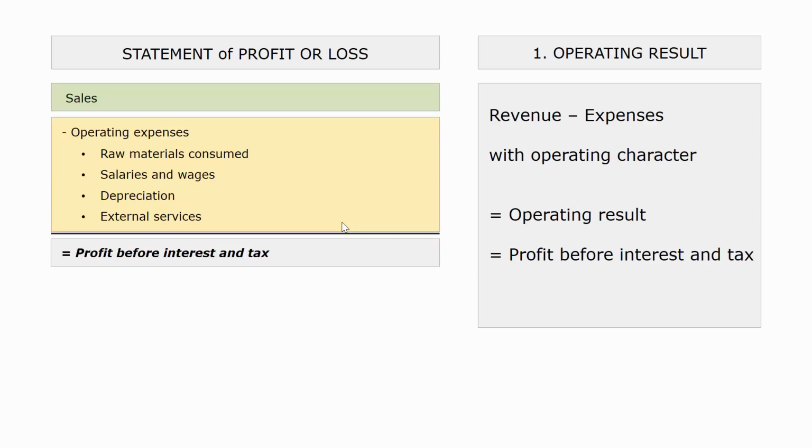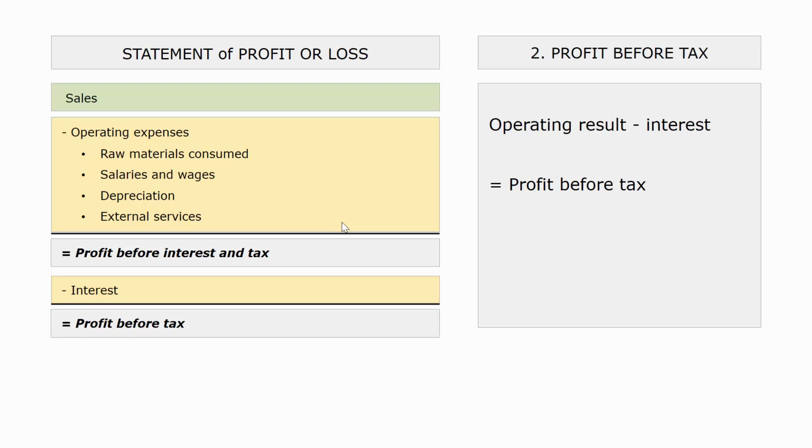Expenses and revenue which relate to the company's core business are compared in order to obtain the operating result. This bundle of information appears in the first section of the statement of profit or loss. The operating result is also called the operating profit or profit before interest and tax. Comparing the operating result of a company in time and with other companies, irrespective of the way the companies are financed, is one good indication of the company's financial health.